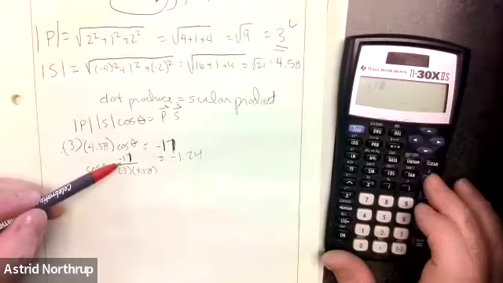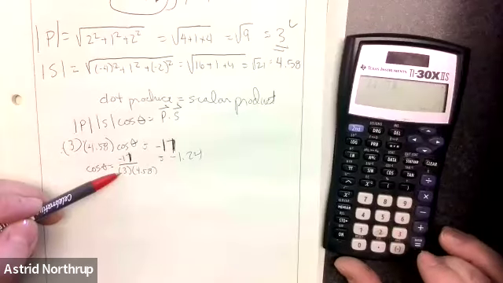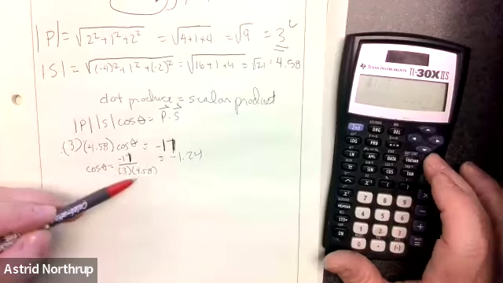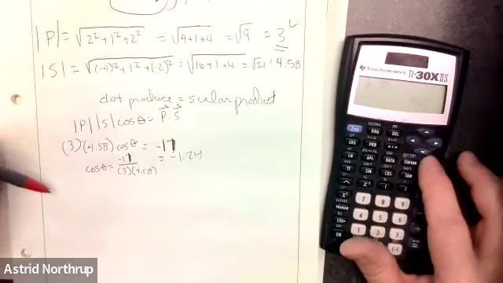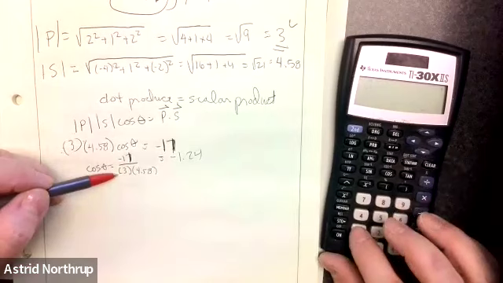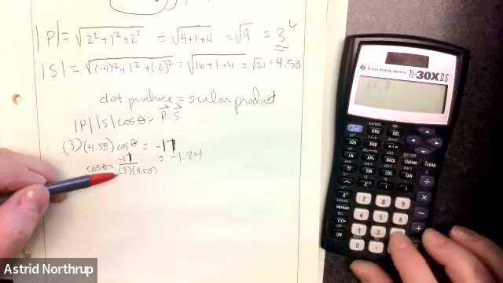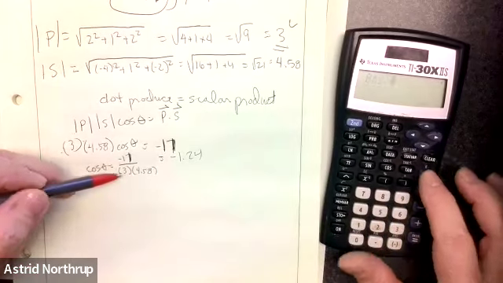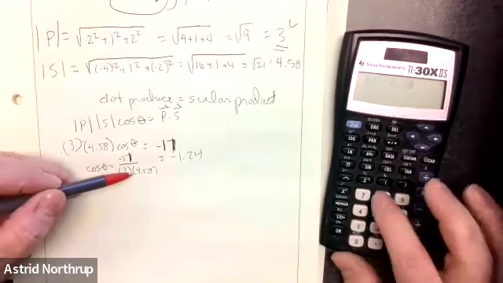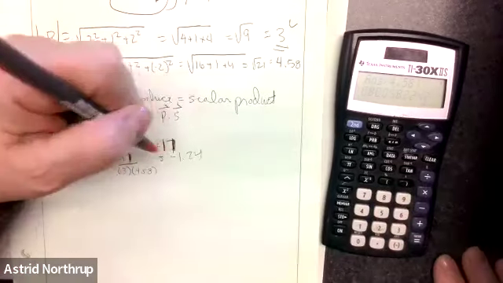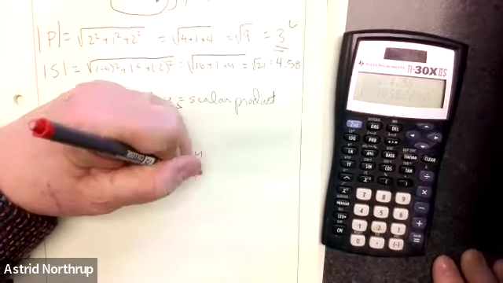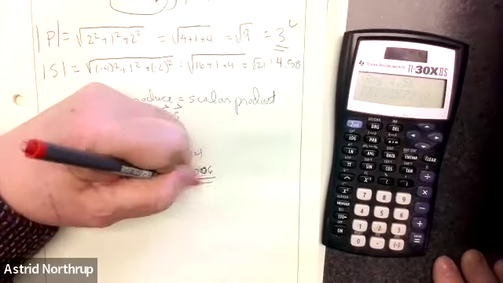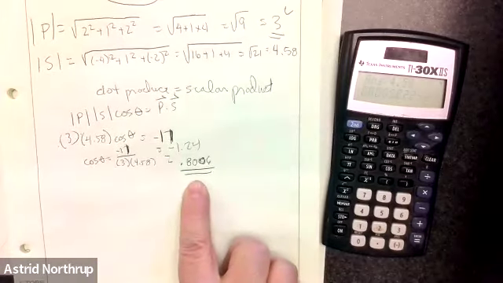Okay, there we go. So then it's going to be -11 over that, which will give me a different number. 11 divided by 3 and divided again by 4.58 equals, cosine of theta is 0.8006. Okay, now I have a question to ask you.